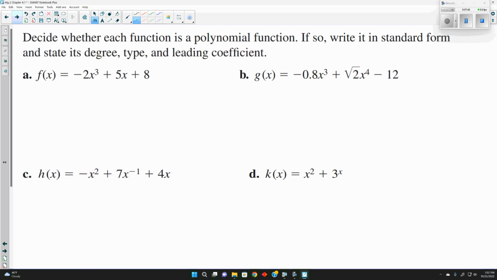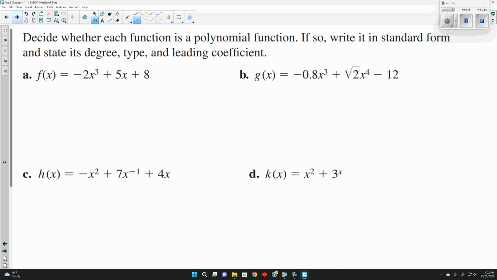So, the first thing we're going to do is decide whether each function is a polynomial function. If I look at this here, -2x cubed plus 5x plus 8, is this a polynomial function? Yes, because we could go through the list. Variables in exponents? No. Negative exponents? No. Fractional exponents? No. Variables inside of radicals? No. We don't have two variables being multiplied together, and we don't have a variable in the bottom of a fraction. So, yes, this is a polynomial function.